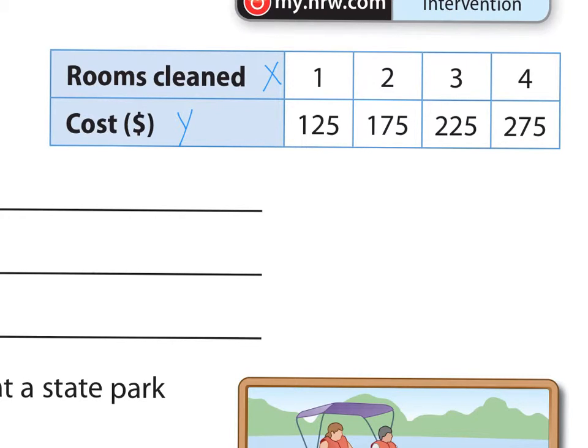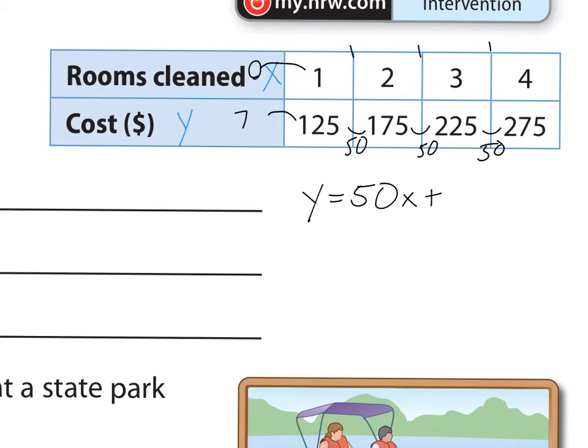Now, how much is our y changing every time? 50. Good. 50, 50, and 50. How much is our x changing? 1. 1, 1, and 1. So, our slope is going to be 50 over 1, which is just 50. y equals 50x plus, okay, if I took x back to 0, what is my y going to go back to? 75. Good. Very good.